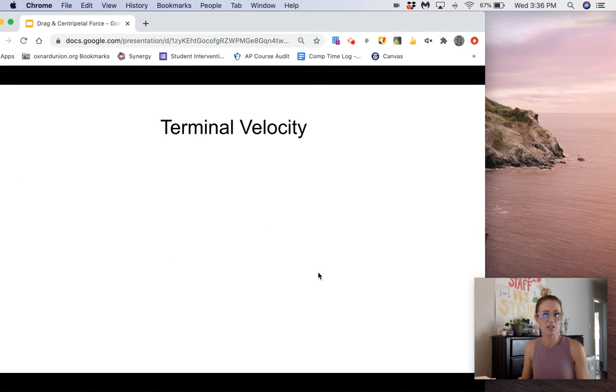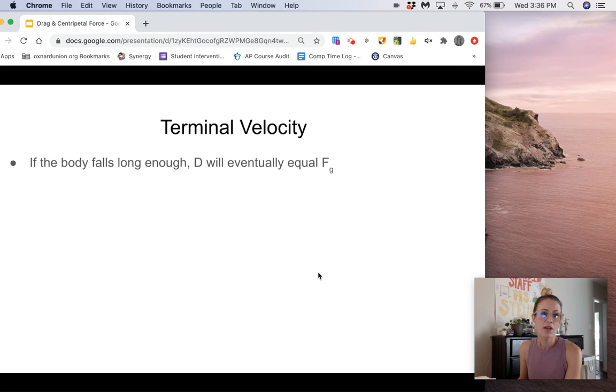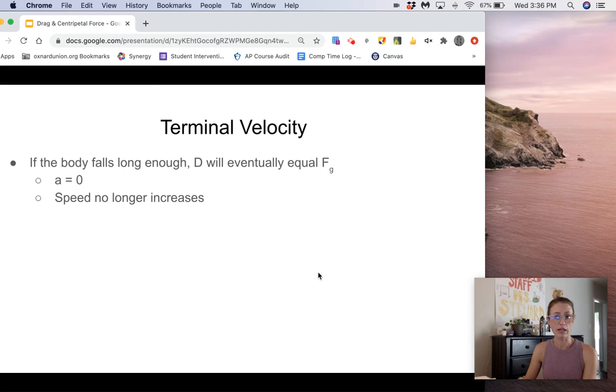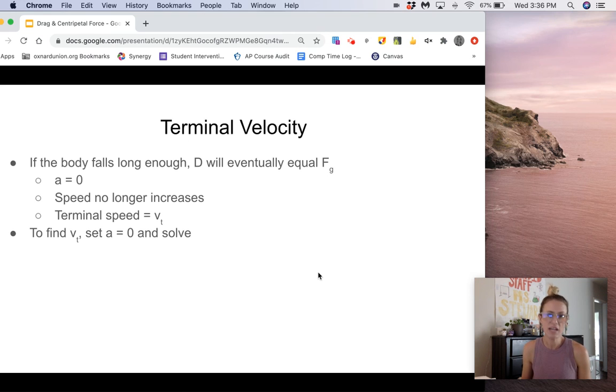And then last but not least, let's talk about terminal velocity. So if a body falls long enough, the drag force will equal the force of gravity. So this is when forces are balanced, right? Which means that acceleration is equal to 0, and we've reached something called terminal velocity because speed no longer increases because, again, acceleration is 0. So this is called terminal speed or terminal velocity. And so to find that, what we can do here is with our last equation, we can set acceleration equal to 0 and we can solve.